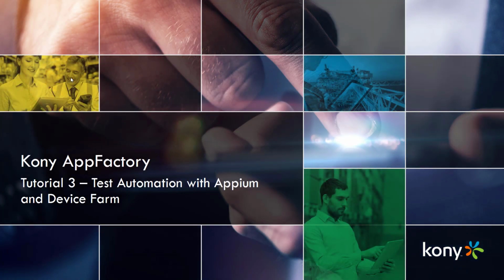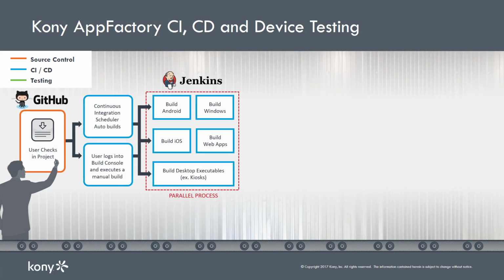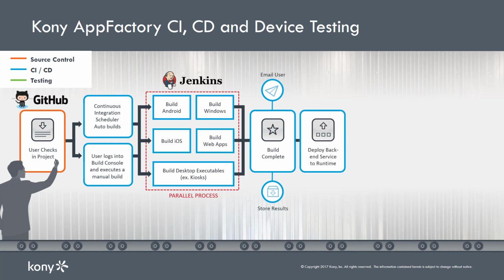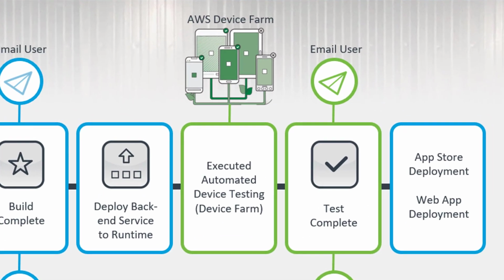Welcome to this video on using automated test scripts with Kony App Factory. In the previous videos, we learned how to configure an App Factory project to automate our build processes, and we performed our first manual build of a Visualizer project across channels. In this video, we will focus on using the AWS Device Farm to test our Kony built apps using App Factory.